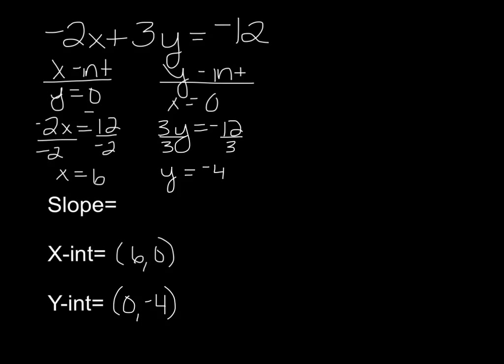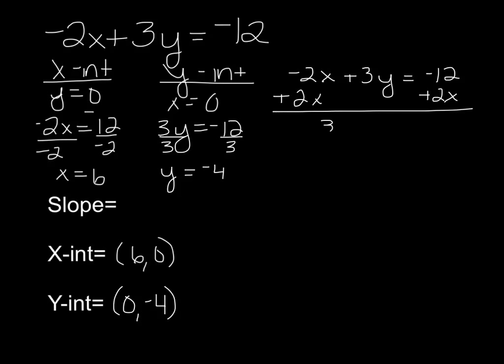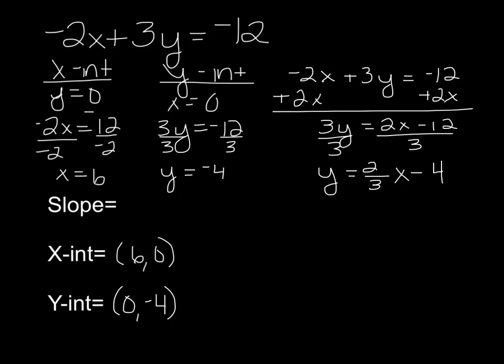To find your slope, remember, we're going to rewrite the equation here so I can work with it off on the side. And we want to get the y by itself because we pull slope from slope-intercept form. Add 2x because it's a negative 2x. Rewrite your equation, 3y equals a positive 2x minus 12. Divide by 3. That gives you y is equal to 2/3 x minus 4, because it's negative 12 divided by positive 3.